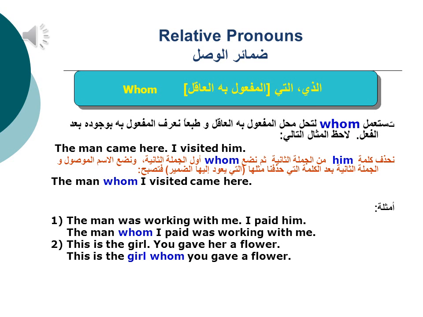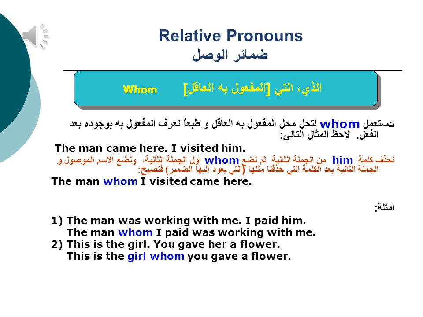Now I'm going to show you how we use the relative pronoun whom. Whom is used to replace the object in the main clause. For example, the man came here. I visited him. The man whom I visited came here. This sentence also can be read like this. The man I visited came here.